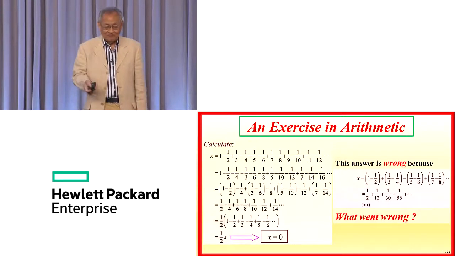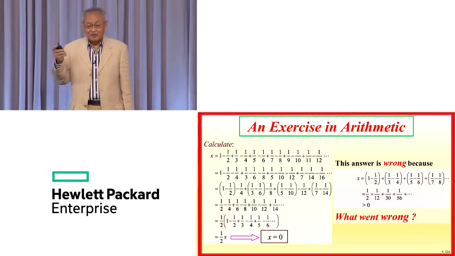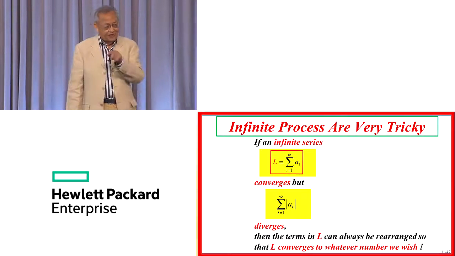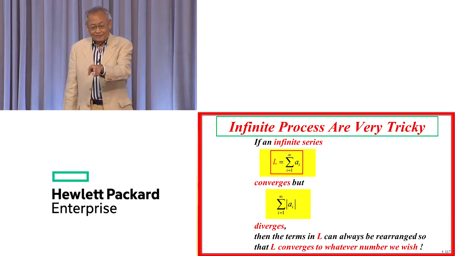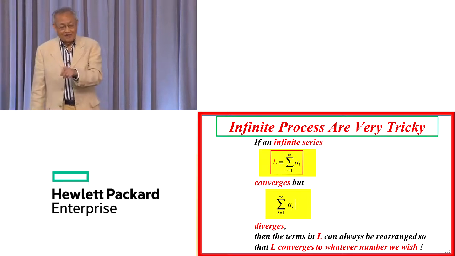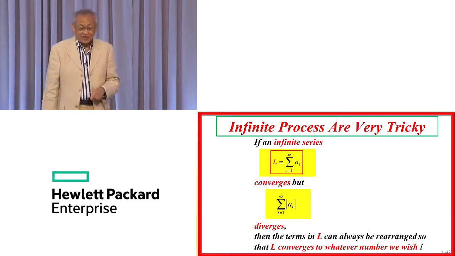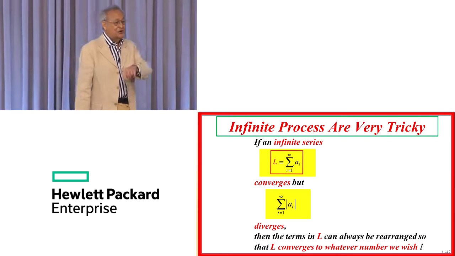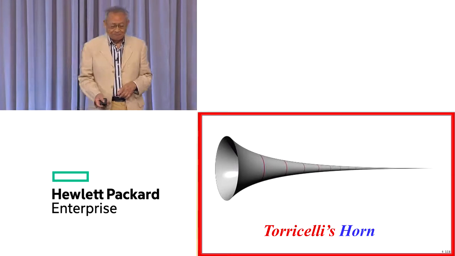Okay? Well, the answer to all of this, why you're getting a contradiction, is because of the infinities. In fact, you may not realize, if you have an infinite series, infinity is really a tricky thing. If you have an infinite series that converges, like what we have seen, but if you add up the absolute values of that and it diverges, then the terms in that series can always be rearranged so that the series can converge to any number you wish, not just those that I showed you. So this is to show you how tricky it is.